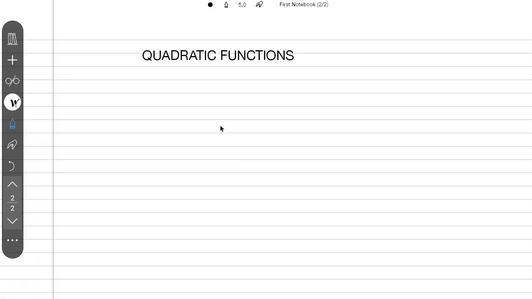So in this video we are going to look at quadratic functions. Okay, so let's go straight to the point. Any function that takes this form f of x, which is equal to ax squared plus bx plus c, is known as a quadratic function.